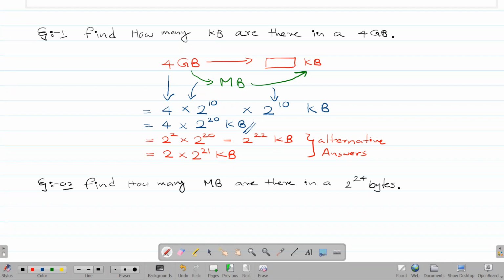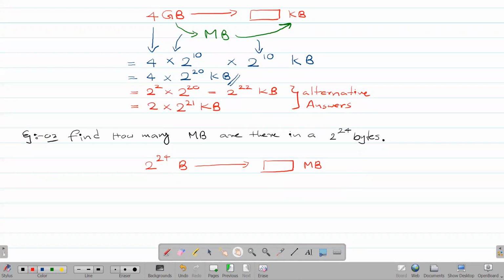Right, find how many megabytes are there in 2 to the power 24 bytes. So our task is that 2 to the power 24 bytes needs to be converted into megabytes. Again, the same thing. We have to write the journey from bytes to kilobyte, from kilobytes to megabyte. So it goes the same way. 2 to the power 24 will be taken as it is.